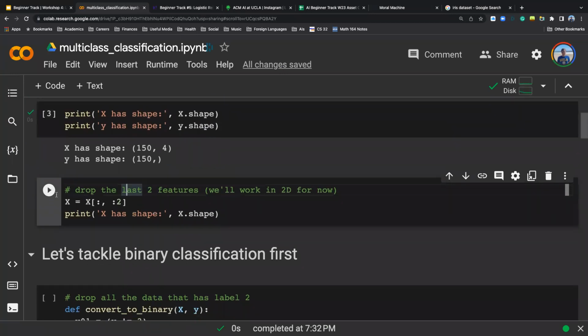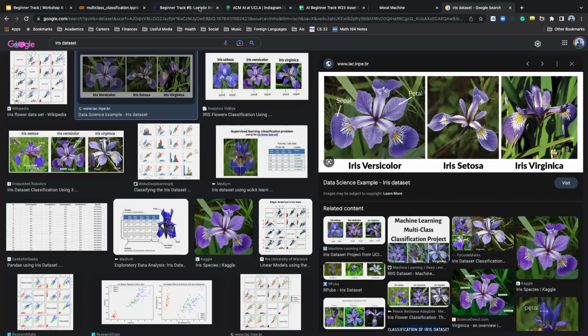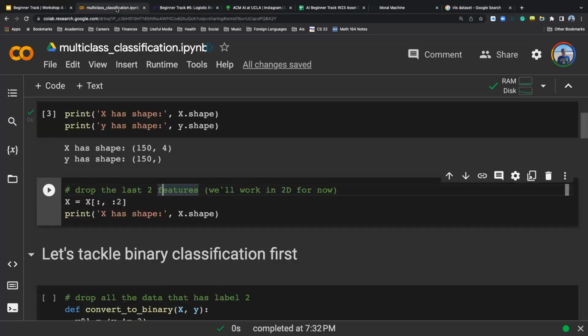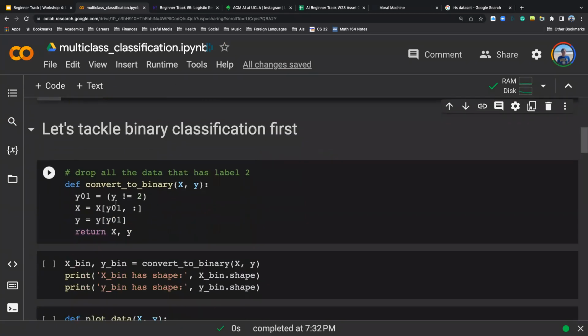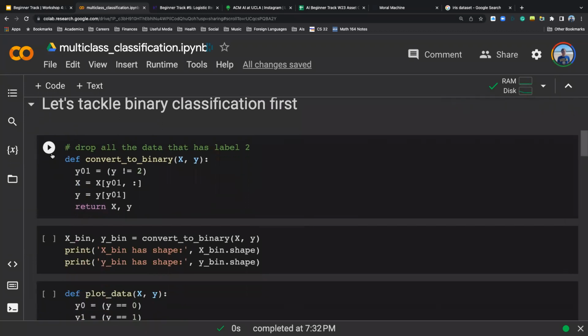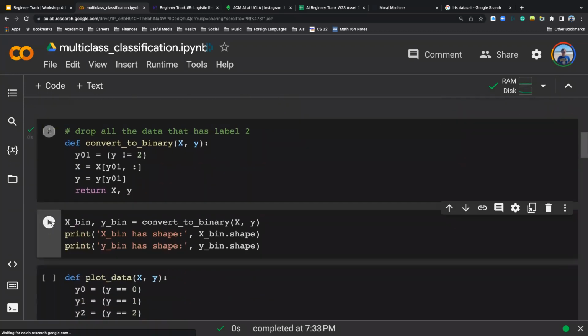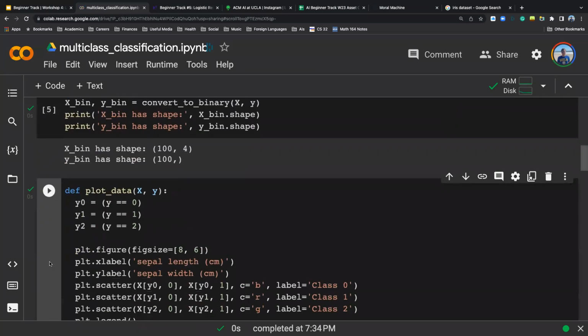And right here, we're just dropping 2 features. Basically, this data set has information like sepal length, petal length, the petal length of the flower and things like that. And we're just dropping 2 of them. Let me show you which features we end up using. Cool. Let me plot this right now.